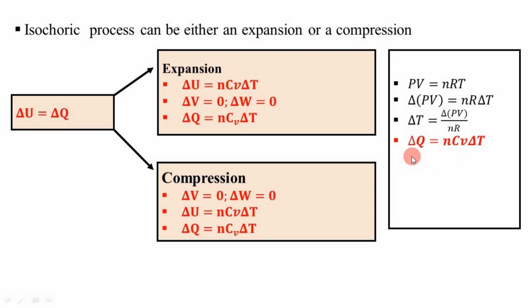The change in the heat is equal to nCv dT. Then we can replace the change in temperature by this component. In this case, then we have dQ is equal to nCv, the change in pressure times volume, over nR. So we can say that dQ, which is the heat, is equal to Cv, the change in pressure times volume, over R. So if you have the change in pressure times volume, you can also use this formula for calculating the change in the heat at constant volume, in the isochoric process.